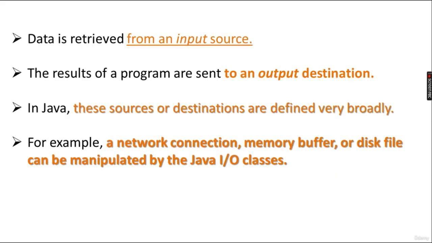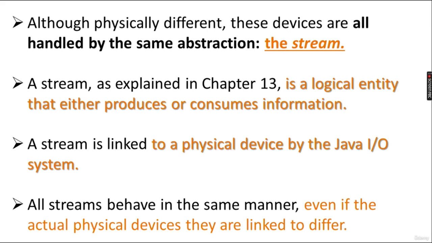Data is retrieved from input. The results are sent to output. These resources or destinations are defined very broadly, so they are not limited to only console or keyboard. A network connection, memory buffer, or disk file can be manipulated by the Java input-output classes. Anything other than console or keyboard can be your input and output.